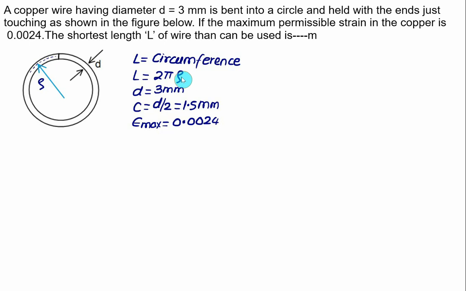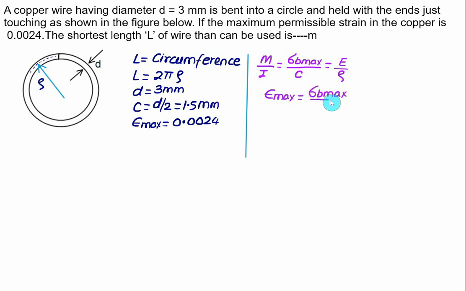So for this purpose, we'll calculate the value of rho first. This time we'll use the flexure formula, that is M by I is equal to sigma b max divided by C, which is equal to E, the modulus, divided by the radius of curvature. Sigma b maximum divided by E is the maximum strain. So in this case, the maximum strain is equal to the maximum bending stress, sigma b max, divided by the modulus E, and this value is equal to C divided by rho.